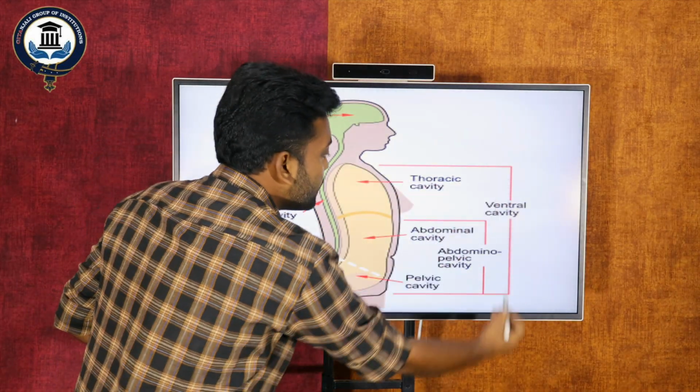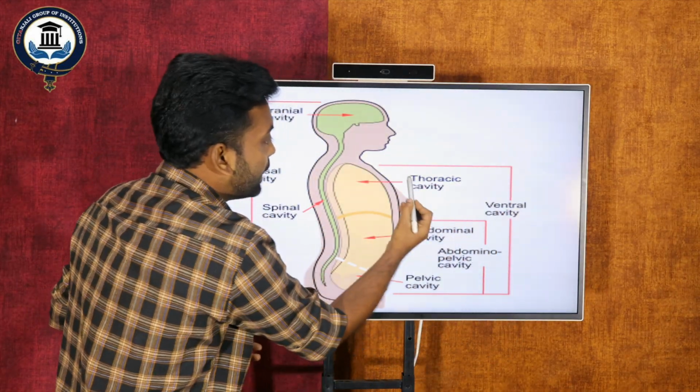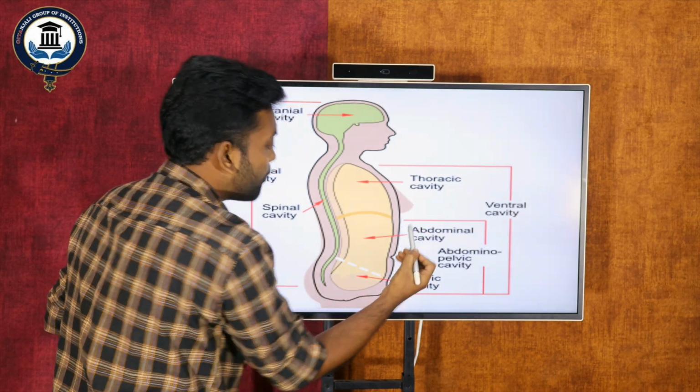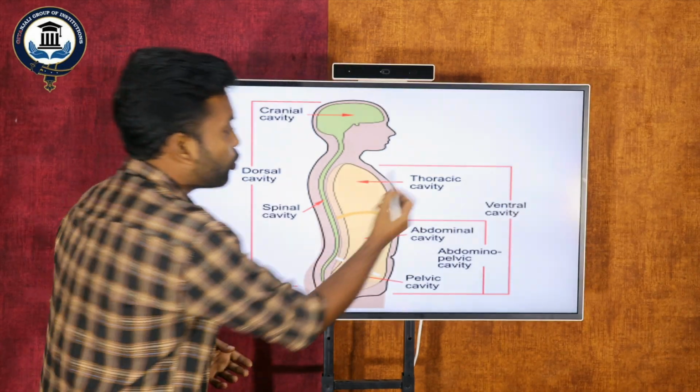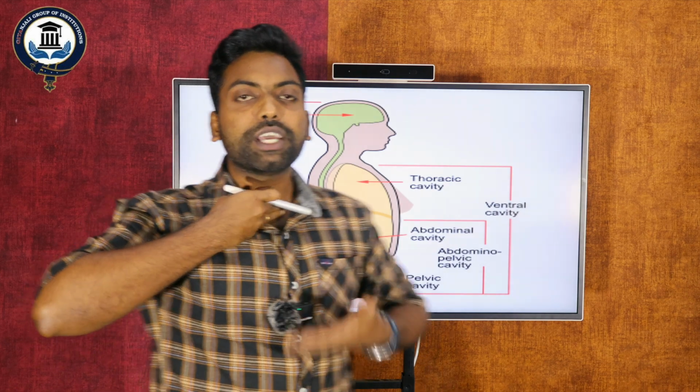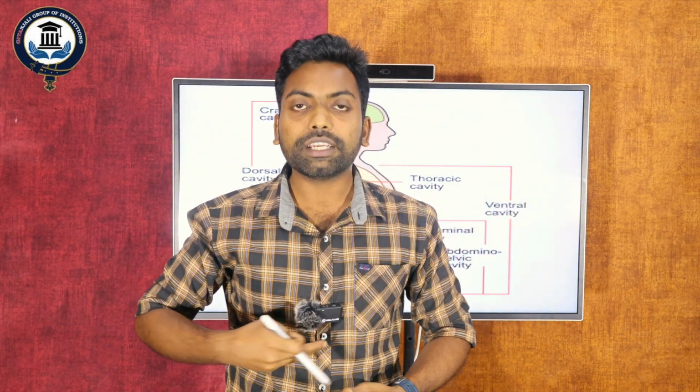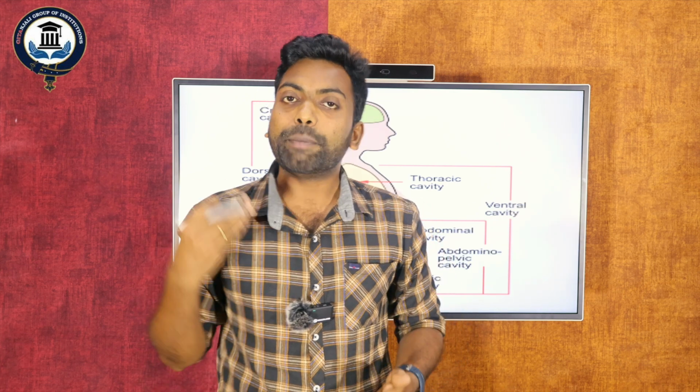So what belongs to the ventral cavity? There is the thoracic cavity, abdominal cavity, and pelvic cavity. From here to here is called the thoracic cavity, from here to here is called the abdominal cavity, and from here to here is called the pelvic cavity.